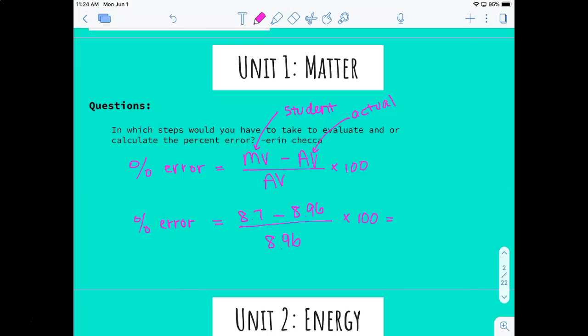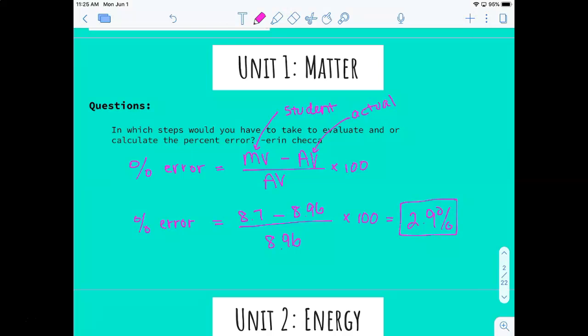It's important that you don't type this in one big line in your calculator because your calculator will do PEMDAS and you'll come out with the incorrect answer. So here's what I'm going to suggest you do. We're going to do 8.96 minus 8.7 because we don't want any negative numbers. So you're allowed to just do the big number minus the small number on the top. Then I'm going to hit equals. Now I'm going to divide that by 8.96, hit equals, and then I'm going to times it by 100 and hit equals. So I get my percent error is 2.9%.